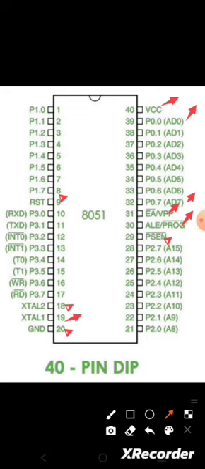So these AD0 to AD7 pins alone are multiplexed. So in order to reduce the number of pins, the address lines and the data lines are multiplexed. So in order to demultiplex this address and data lines, the ALE signal will be activated.